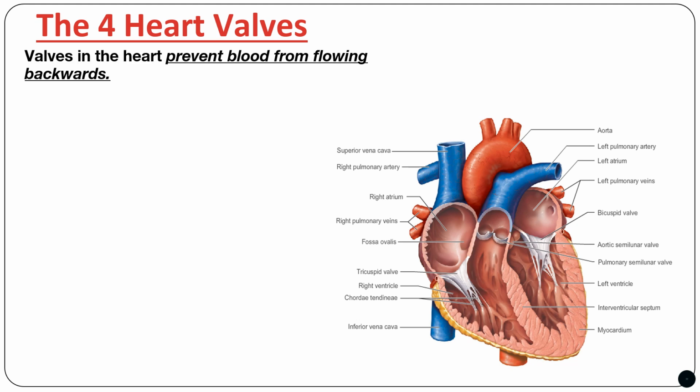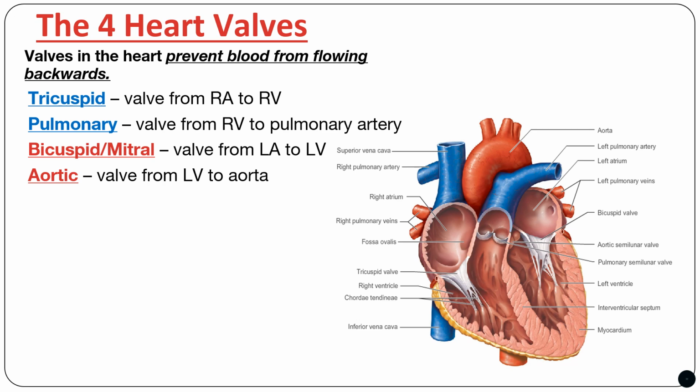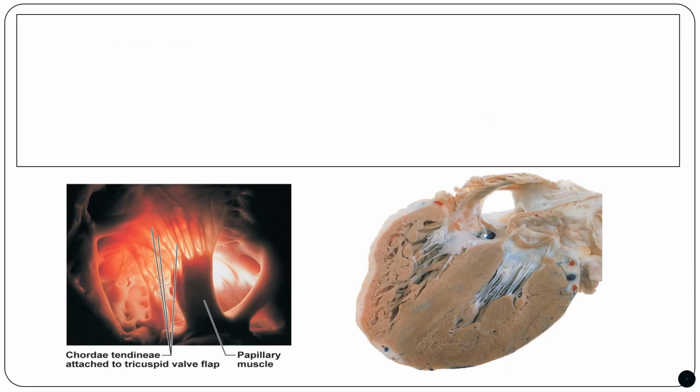Let's talk about our heart valves. Valves in the heart are going to prevent backflow. So it's going to keep that blood from flowing backwards and messing up this system. The tricuspid valve is going to be between the right atrium and the right ventricle, so right here. The pulmonary valve is between the right ventricle and the pulmonary artery. The bicuspid or mitral valve is going to be between the left atrium and the left ventricle. And the aortic valve is going to be from the left ventricle to the aorta.